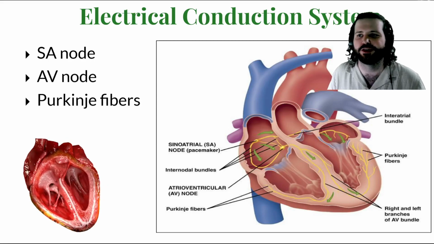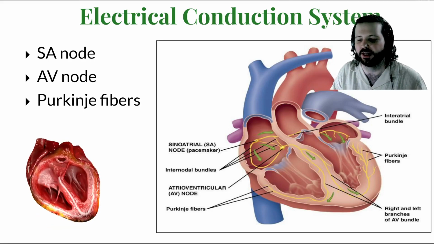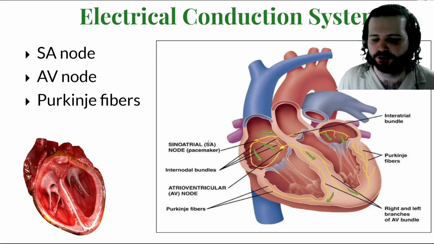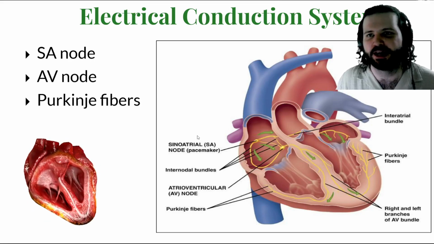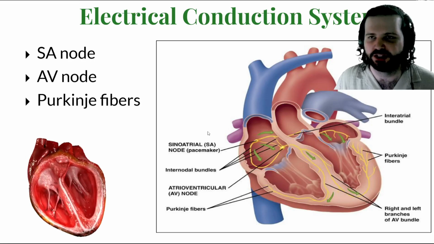Anything above 120 is what we consider like fast. But yeah, you're absolutely right. So that's what the sinoatrial node is doing. It is keeping us at that range between 80 and 100, or like 60 and 100.